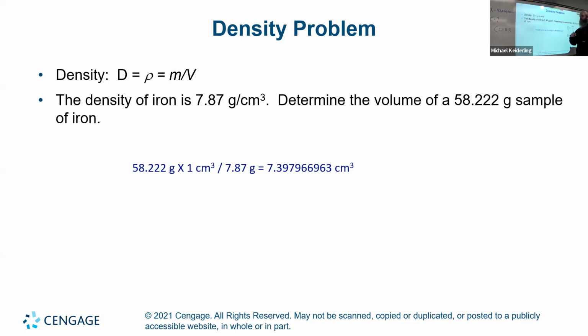7.397966963 centimeters cubed. But that has too many significant figures. So this should be rounded to 3 significant figures, because of the density of iron. We only know it to 3 significant figures. So this will be 7.40 cubic centimeters. Rounded off properly, it will be 7.40 cubic centimeters, because this is the limiting term with 3 significant figures.